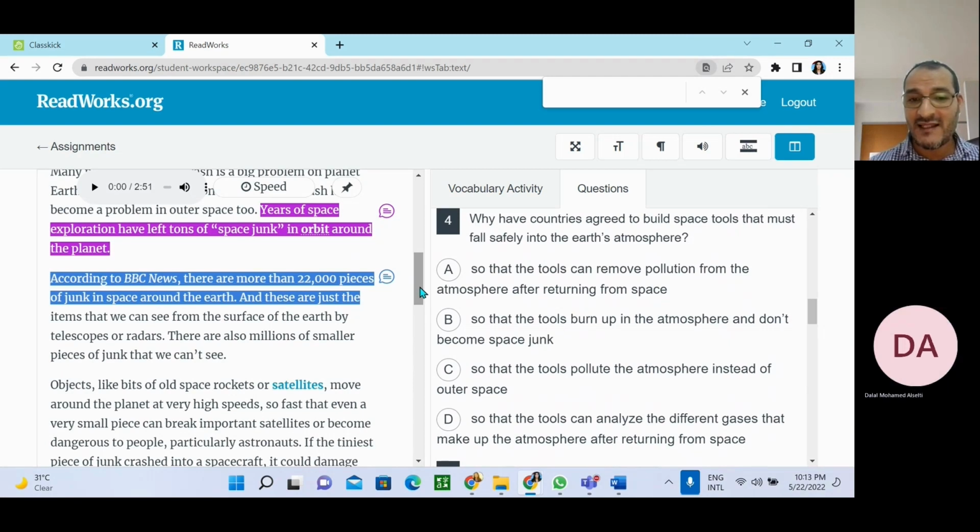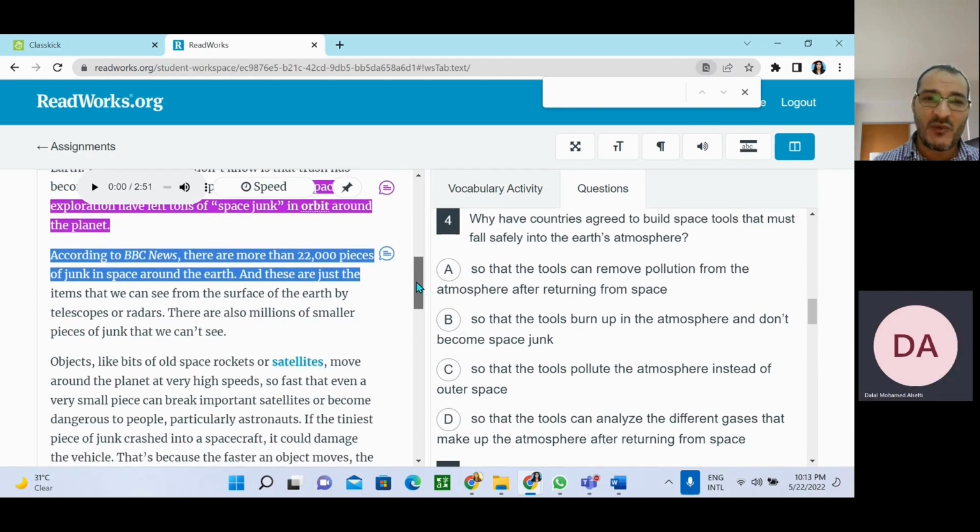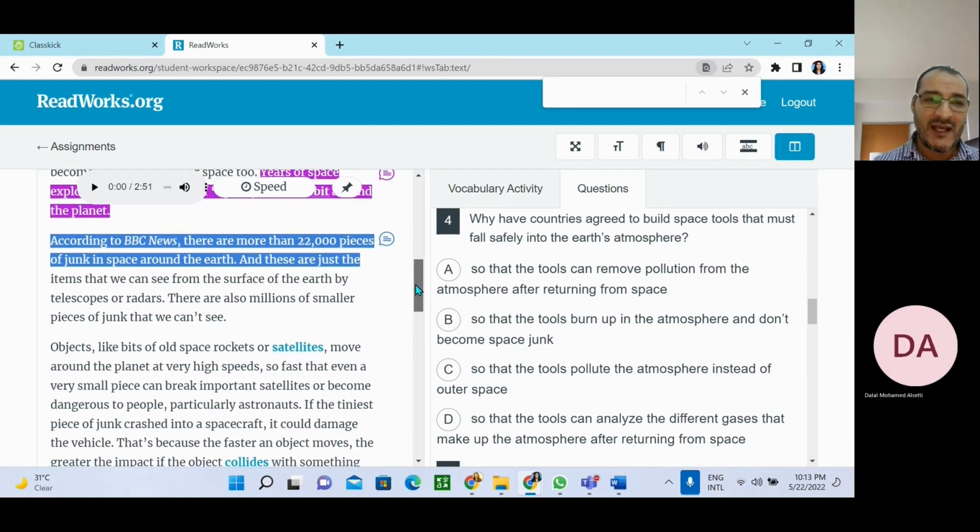D: so that tools can analyze the different gases that make up the atmosphere after return. Yeah, this is more logical. Yeah, this is the B. B. Okay, you can find it in the text as well. Look for the words burn up, atmosphere, and space tools, safely. Find the word safely, for example, or atmosphere.